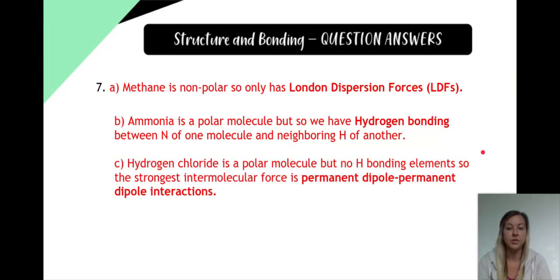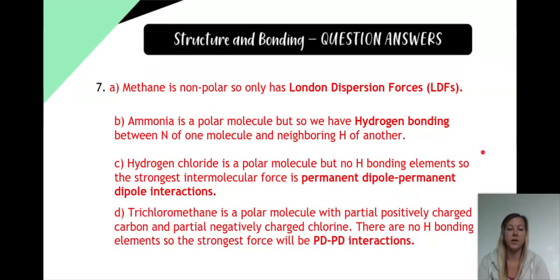C, we have hydrogen chloride, which is a polar molecule due to the difference in electronegativity, but there are no hydrogen bonding elements present here. So the strongest type of intermolecular force you can get in this example is going to be permanent dipole to permanent dipole interactions, where the partially negatively charged chlorine is going to be attracted to the partially positively charged hydrogen of a neighbouring molecule.